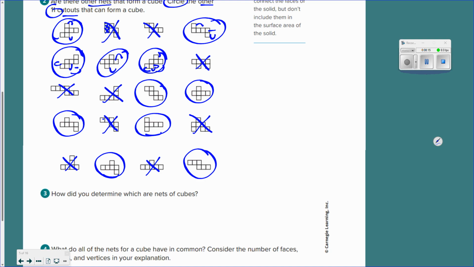Guys, bring it in. Are you guys kind of seeing how you can do this mentally? Yeah. That answers our next question. How did you determine which are nets of cubes? I folded them mentally. You see the shape.